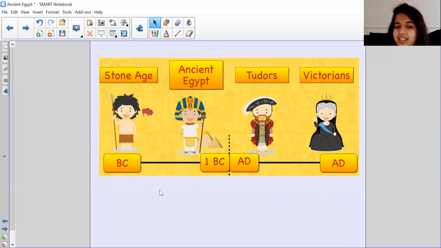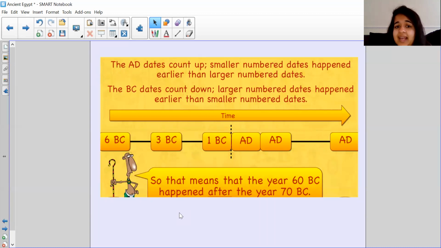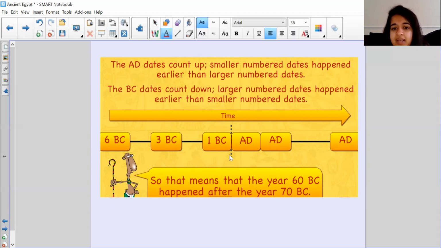And here are those letters again, BC, AD. What do they mean? Well, AD are dates that count up. Smaller numbered dates happened earlier than larger numbered dates. So for example, imagine that over here is the year 0. We are currently in the year 2021. Now, what year came before 2021? Well, I think that's quite simple. It was the year 2020. So before 2021 came 2020, and that's what it looks like on our timeline.